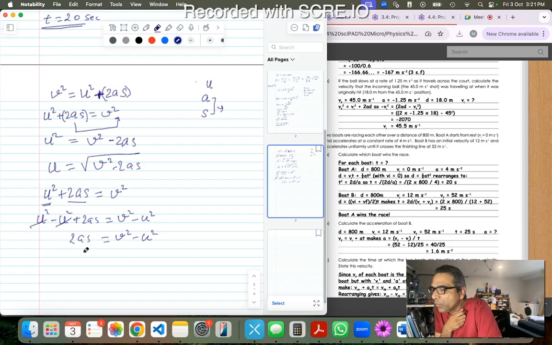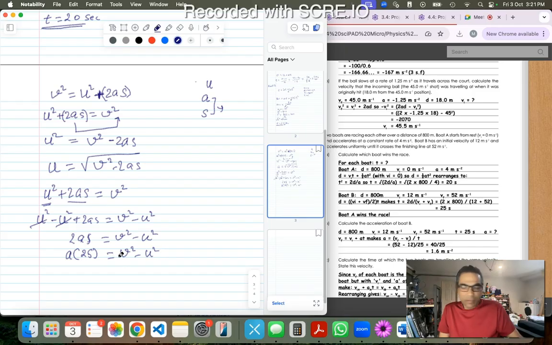Now we have to find a. So what are the other two coefficients? S and 2. So let's rewrite like this: a times 2s, right, is equal to v square minus u square.